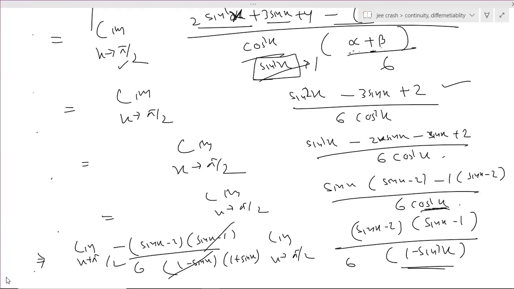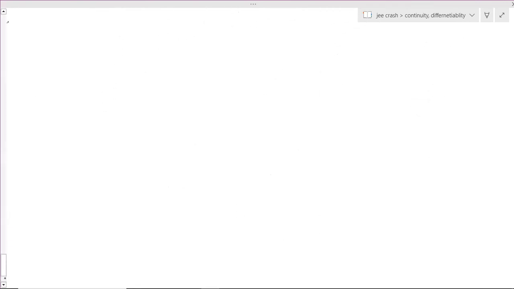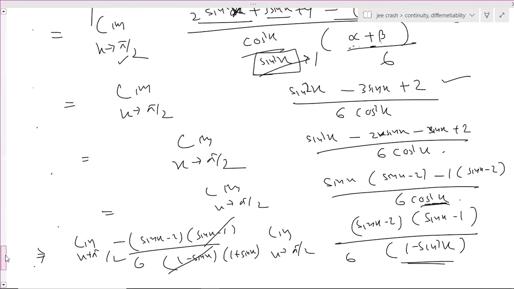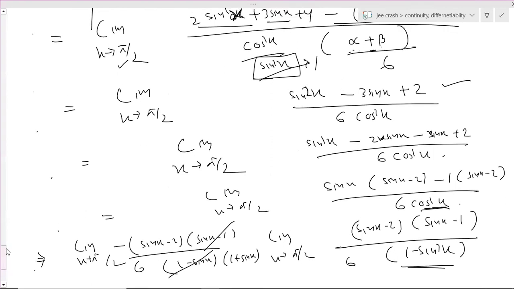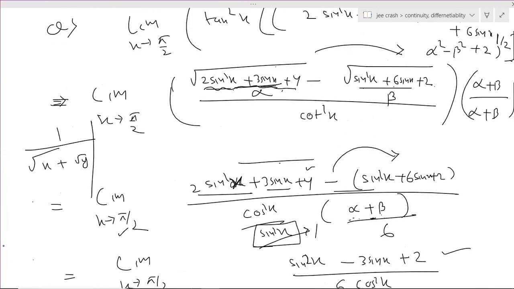All right. So let's try another question of JEE Main. Sir, I have a doubt in that question. Okay. So how did you get sine square x minus 2 sine x minus 3 sine x from minus 3 sine x? If you subtract like this, 2 sine square x minus sine square x is sine square x, 3 sine x minus 6 sine x is minus 3 sine x, plus 4 minus 2 plus 2. So the below step after that.